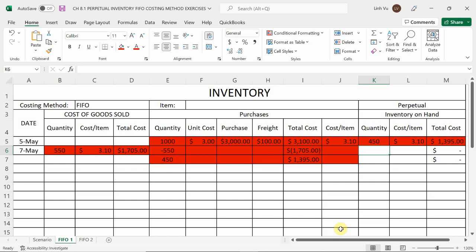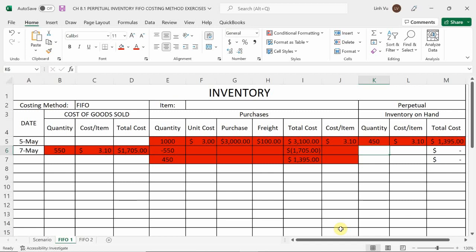So this is where I'm updating my inventory on hand because I no longer have 1,000 anymore. Because I sold 550, I should have 450 left remaining on my inventory on hand at all times. So that is how I use my inventory worksheet.